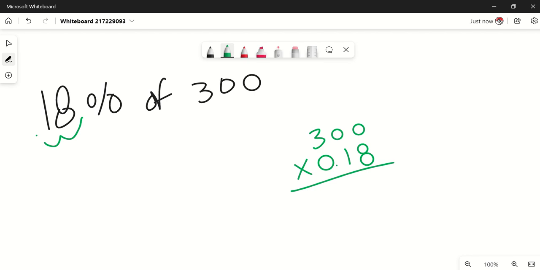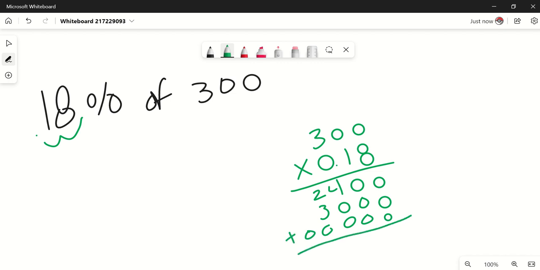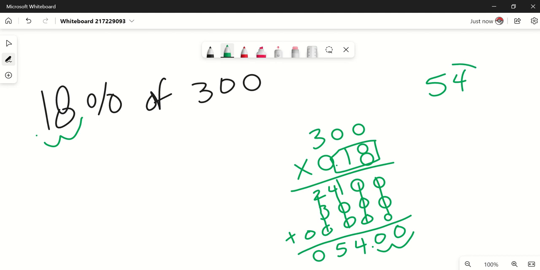This will give me the number. 8 times 0 will be 0. 8 times 0 again will be 0. 8 times 3 will be 24. Annex a 0. 1 times 0 is 0. 1 times 0 again is 0. 1 times 3 will be 3. Annex 2 zeros. 0 times 0, 0 times 0, 0 times 3 is still 0. Add them all together. 0, 0, 4, 5, and 0 by itself. Two numbers after a decimal. My answer should be 54. 18% of 300 should be 54.